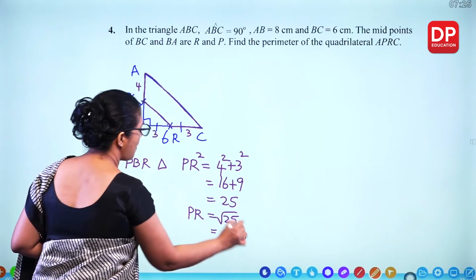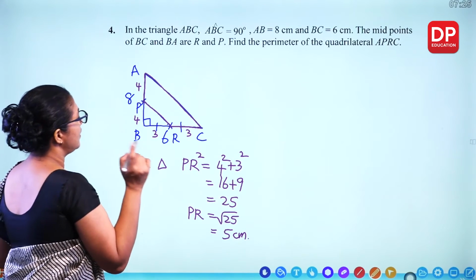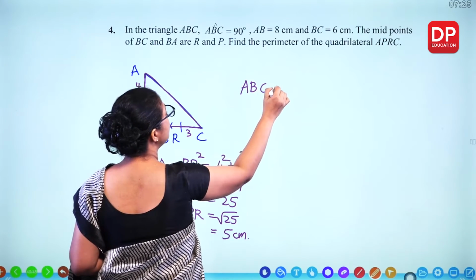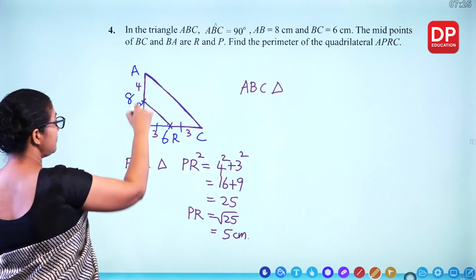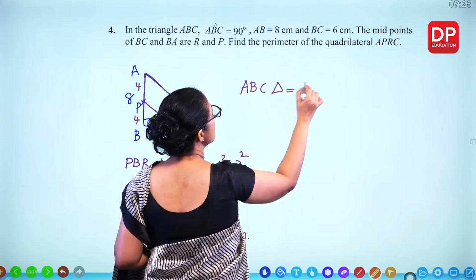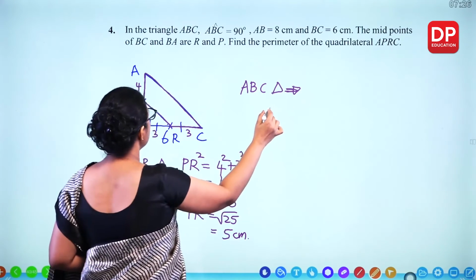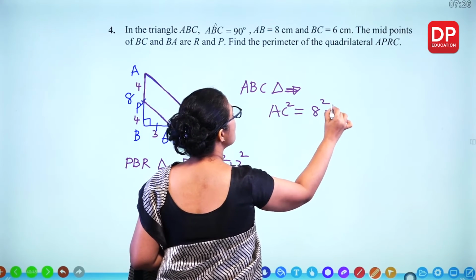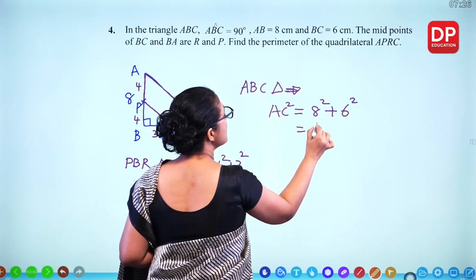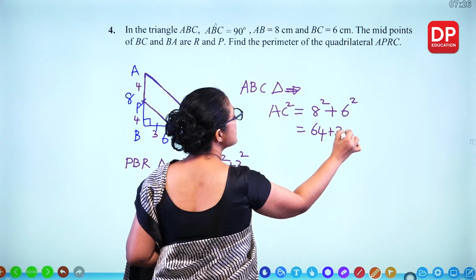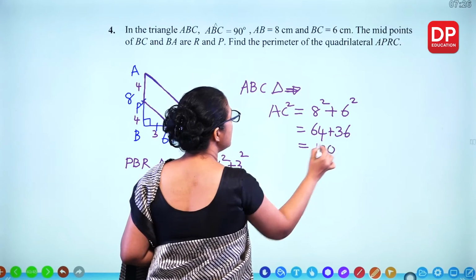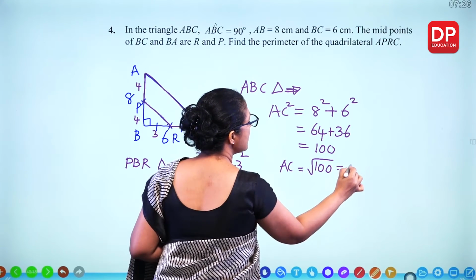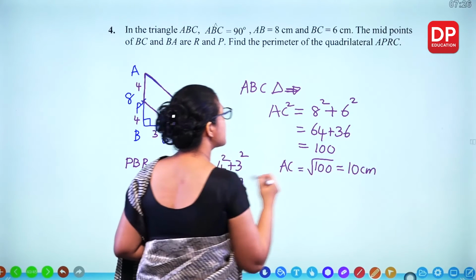So that's PR. Now apply Pythagoras for ABC triangle, the big one, 8 and 6. So when you apply that, we can write AC squared, hypotenuse squared, is 8 squared plus 6 squared. 64 plus 36, and you get 100. AC is square root of 100, which is 10 centimeters.